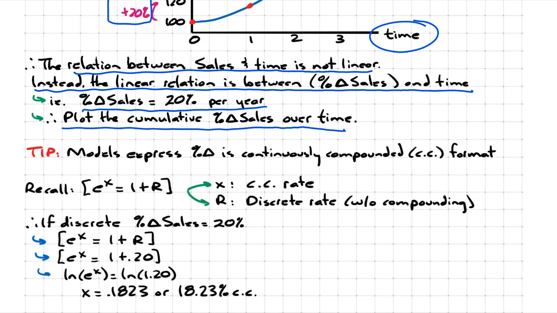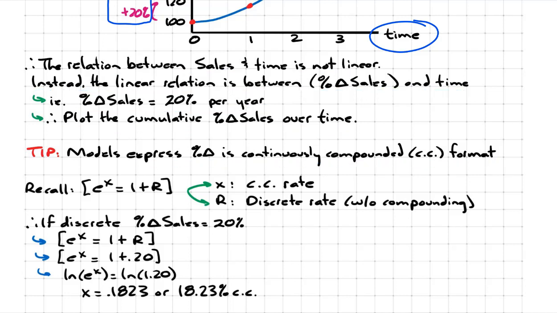So tip, the models express percentage change in continuously compounded format. And that's the practice in the CFA curriculum, ladies and gentlemen. So when you have a percentage change, you can either express it in continuously compounded framework or using discrete framework. And again, the practice in the CFA curriculum is to use continuously compounded rates. And what discrete means is discrete is without compounding.